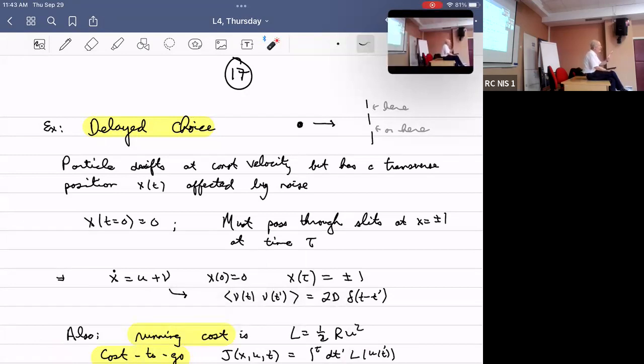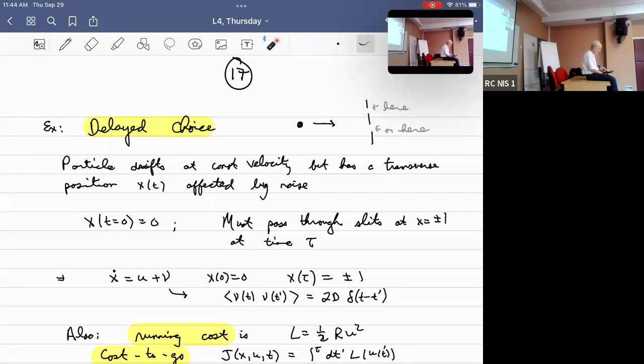So let's just do one problem to give a taste of what can happen in these more complicated situations. Imagine that we have a particle in one dimension, just drifting deterministically, but in the other dimension, it's diffusing. I know it's a little artificial, but I'm trying to have some simple dynamics. It's diffusing up and down, and we can also apply a force on it up and down. And the goal is to make it pass through one of two holes when it gets to the end.